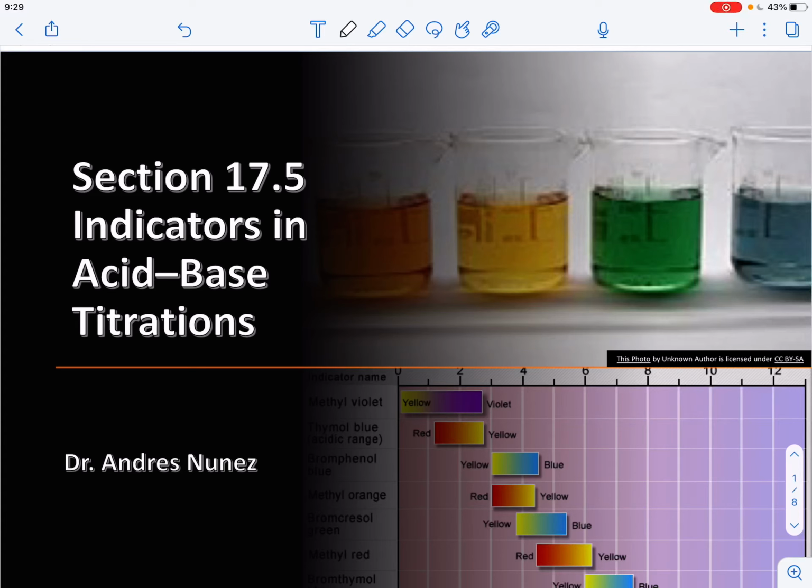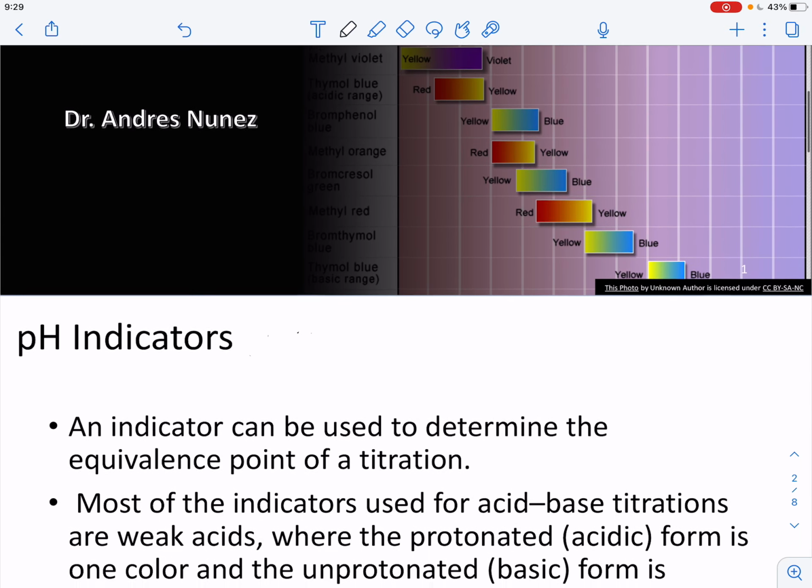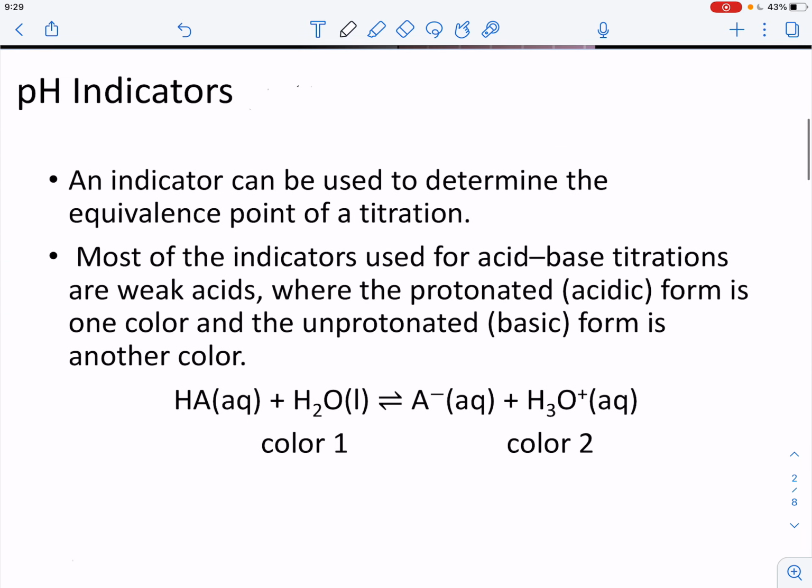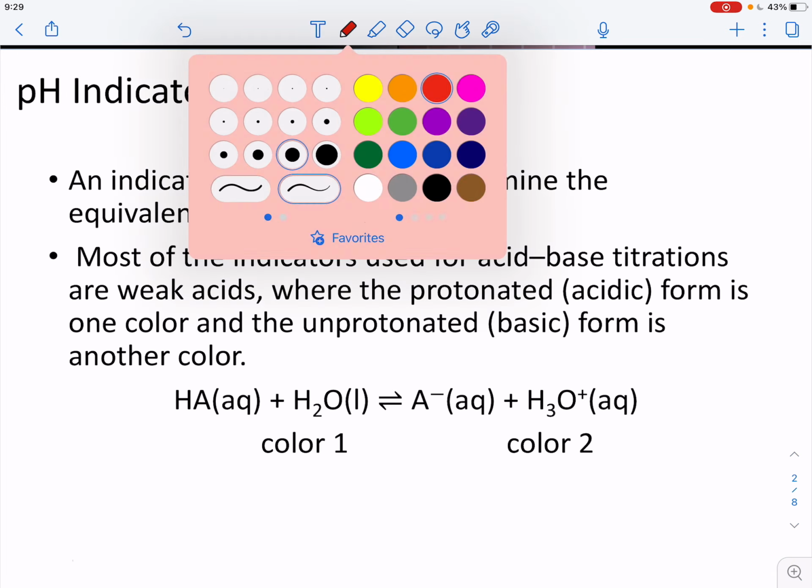This is section 17.5 and it's about indicators in acid-base titrations. And you may be thinking, well, what's an indicator? What's the role of this indicator in an acid-base titration? Well, simply put, an indicator is something that will allow you to determine when the reaction is complete.